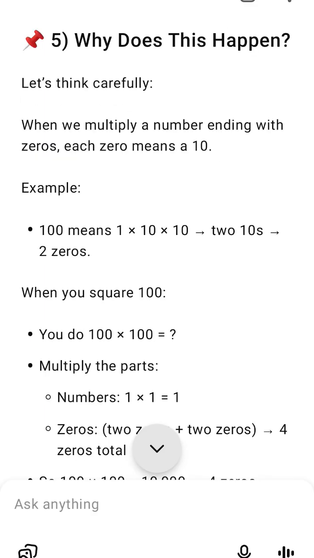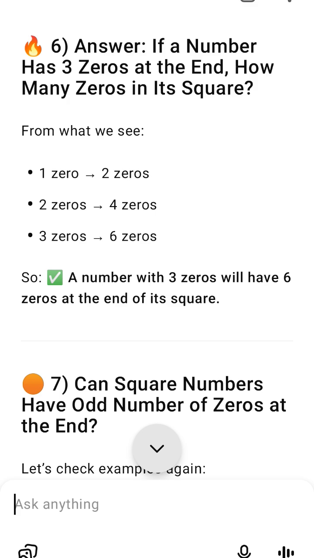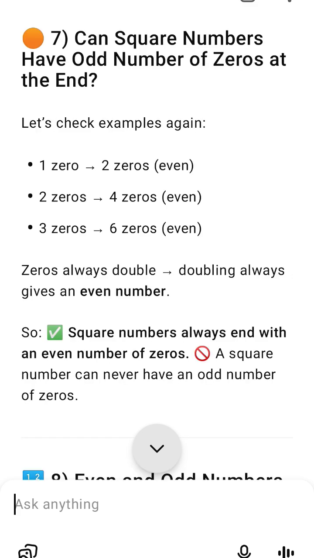9. Why do even and odd numbers behave this way? Even times even is even, because even numbers have 2 as a factor, and 2 times 2 is still even. Odd times odd is odd, because odd numbers do not have 2 as a factor. Multiplying them cannot make them even.